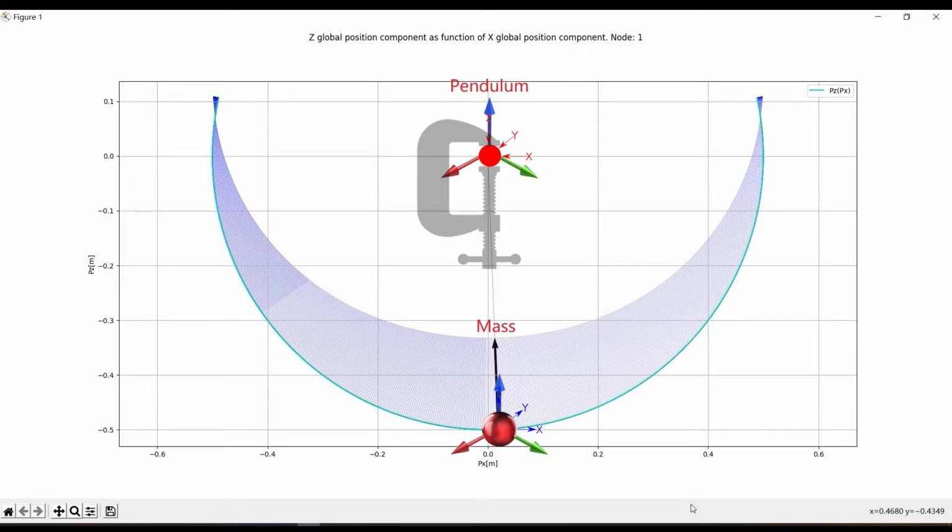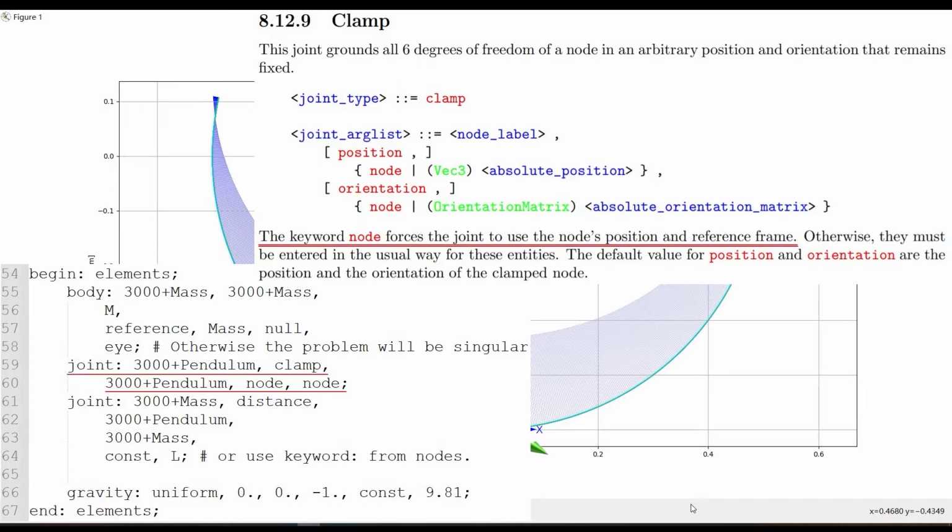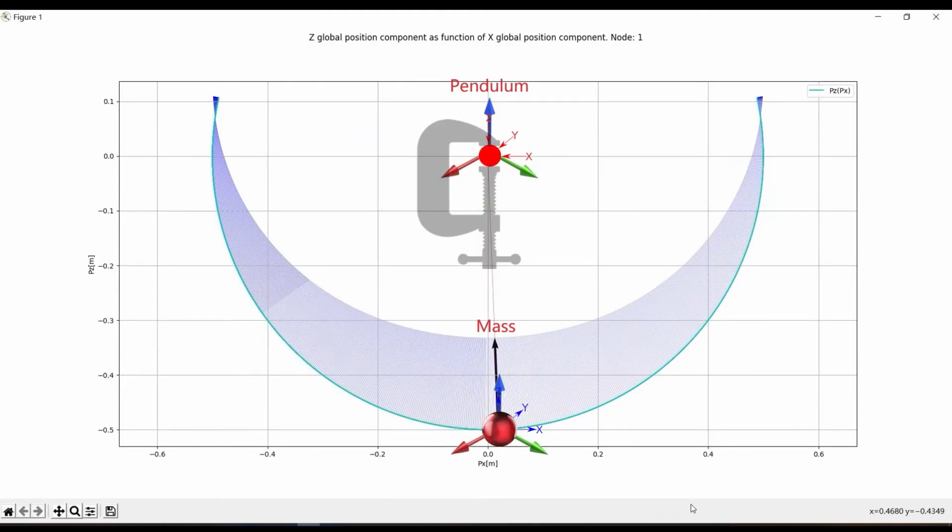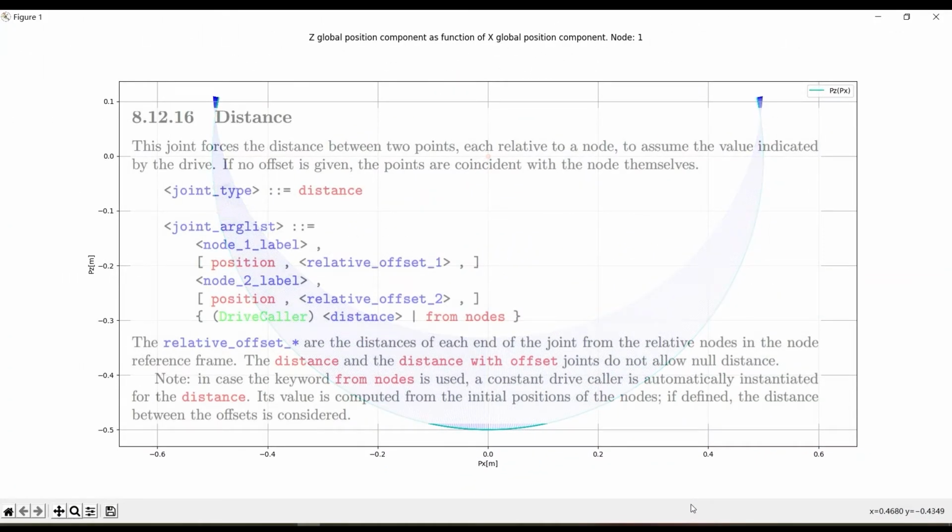The node here is the keyword of MBDyn. According to the official instruction, its function is to make the constraint joint use the same position and coordinates as the related node. Another new constraint in this example is the distance constraint.